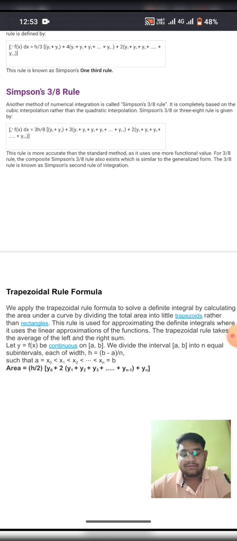Let y equals f(x) be continuous on [a, b]. We divide the interval [a, b] into n equal subintervals, each of width h equals (b minus a) by n, such that a equals x0 < x1 < x2 < x3 < ... < xn equals b. Area equals h by 2 [y0 plus 2 into the sum of all the remaining terms up to n minus 1 plus yn].